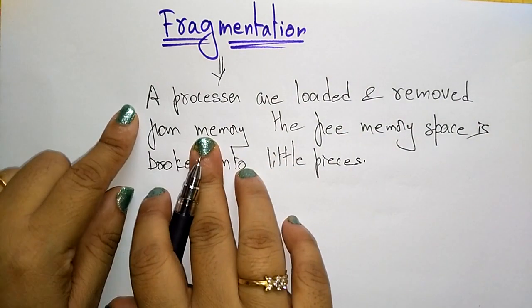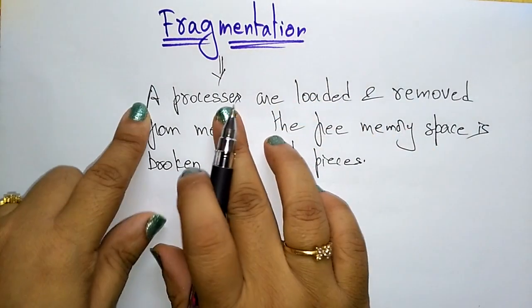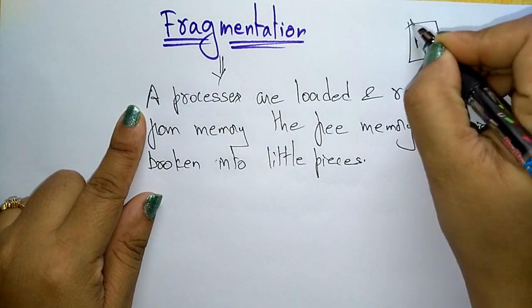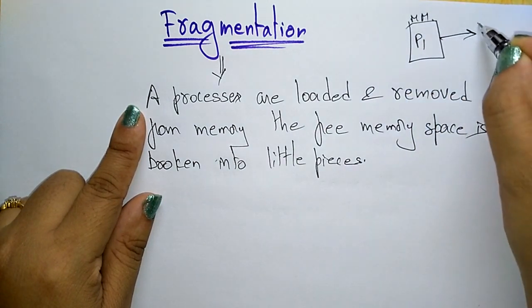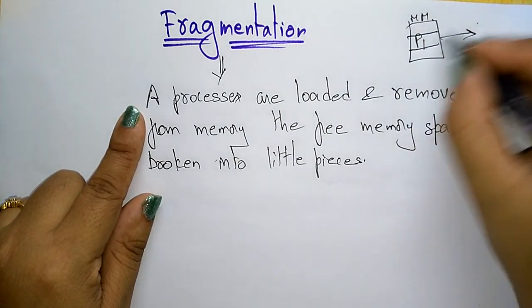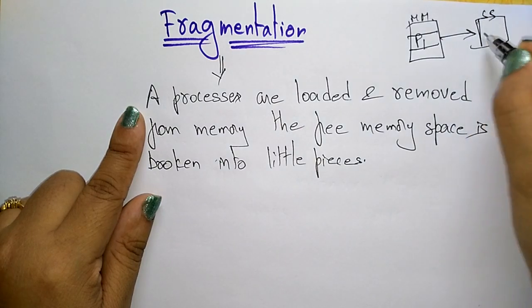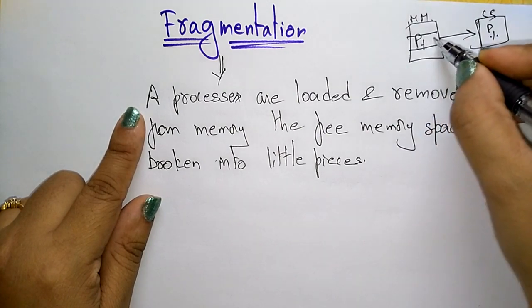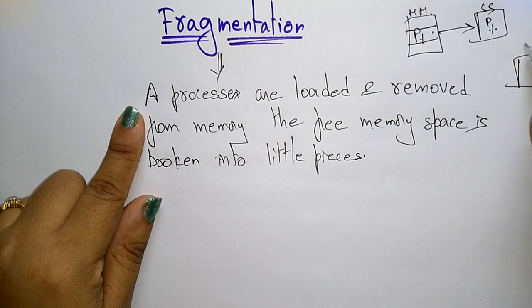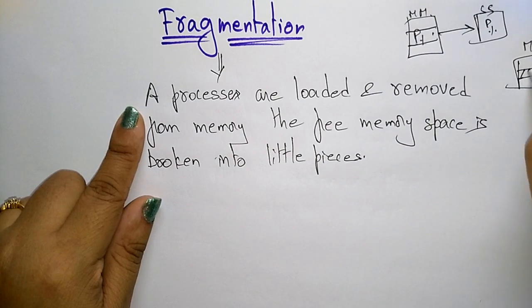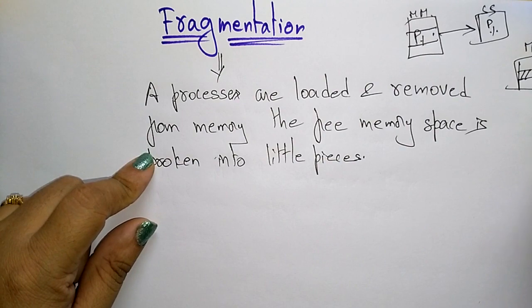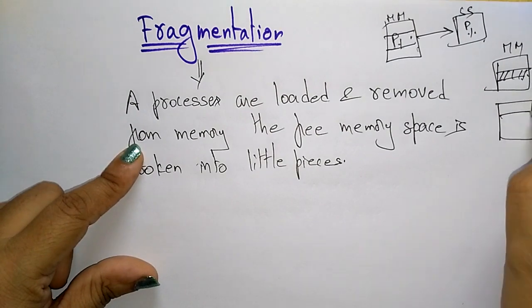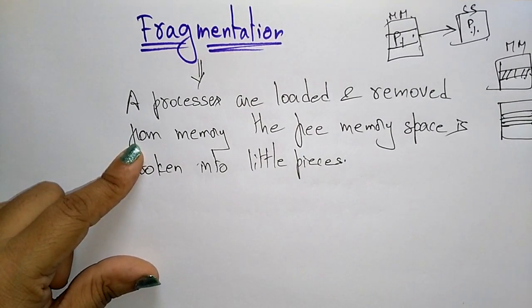Suppose any process wants to be loaded in main memory. Suppose it is loaded in main memory, process P1, and then removed from main memory and placed in the secondary memory. Whenever it is sent to the secondary memory, this space in the main memory becomes free space. This free space is broken into pieces. Whenever it sends the process, it breaks the free space into small pieces.